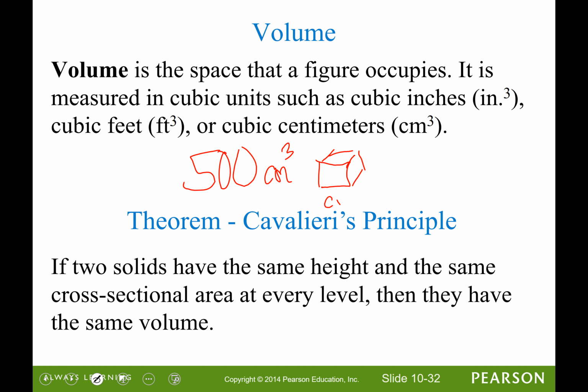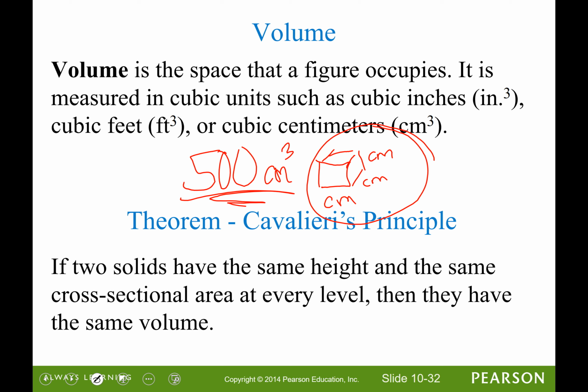This is a 1 centimeter by 1 centimeter by 1 centimeter cube. So it would take 500 of these to fill the space of whatever it is I was calculating and got that 500 centimeters cubed for.